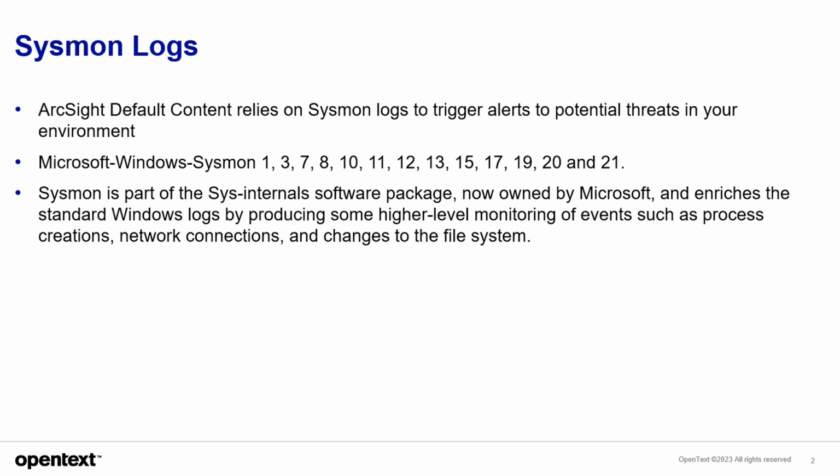The ArcSight default content relies on Sysmon logs to trigger alerts to potential threats in your environment. There are various types of Sysmon event IDs that are used in the ArcSight default content. Sysmon is part of the Sysinternals software package, now owned by Microsoft, and enriches the standard Windows logs by producing some higher level monitoring of events such as process creations, network connections, and changes to the file system.